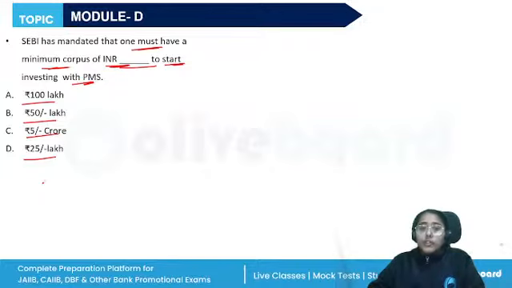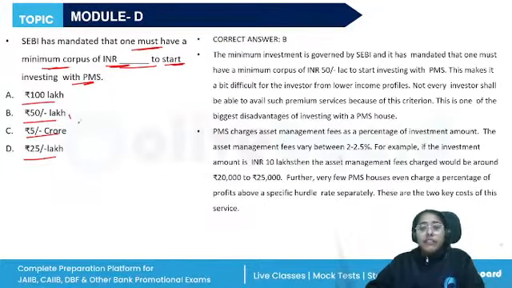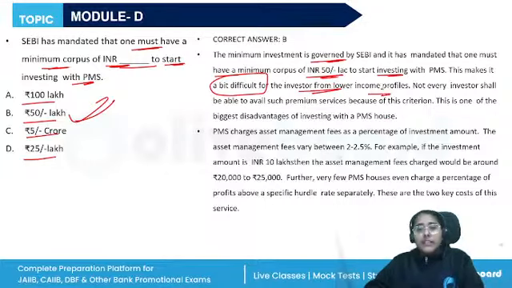So portfolio management services is a customized service offered to high net worth individuals, and it is tailored as per the investor's return requirements. So an investment policy statement is drafted, but before that, they need a minimum corpus of rupees 50 lakh. The minimum investment is governed by SEBI, and it is mandated that one must have a corpus of 50 lakh to start with investment in the PMS. It makes it a bit difficult for investors with lower income profiles. This is one of the biggest disadvantages.